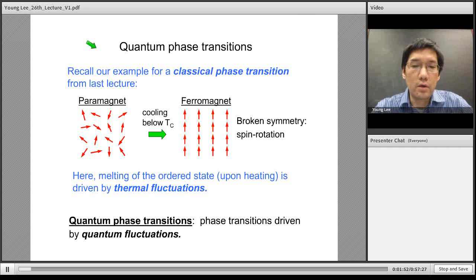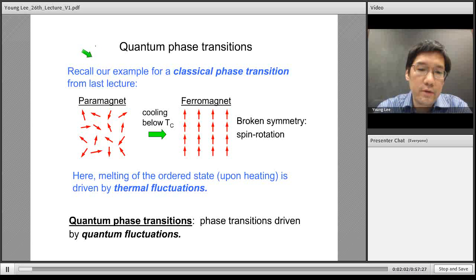Okay, so what do we mean by quantum phase transitions? And we can contrast this with classical phase transitions, which I discussed last lecture. In the classical phase transitions, for example, upon cooling a collection of interacting moments, if there's a ferromagnetic coupling, then at some temperature Tc, you'll have a transition to an ordered state.